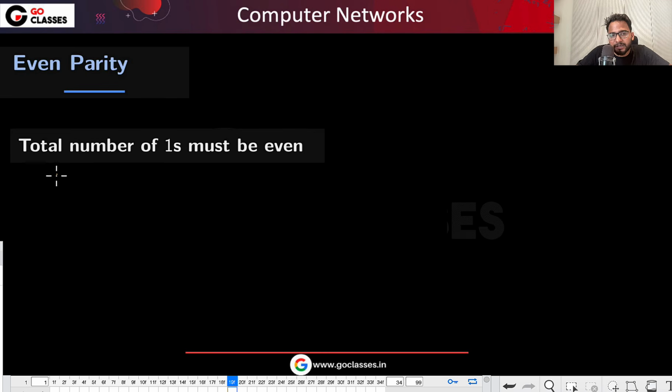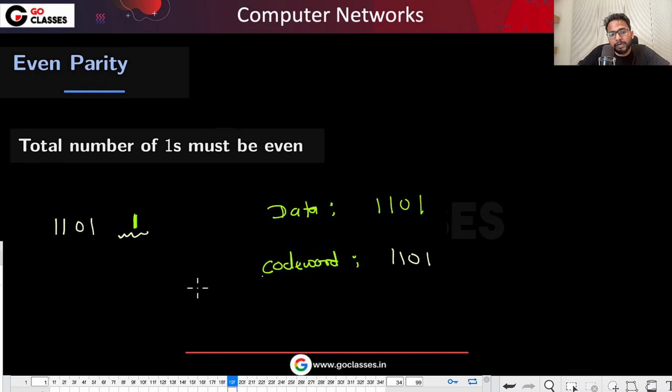If we are using even parity, then the total number of ones must be even. Take 1101. Even parity makes sure that whenever you are transmitting, the total number of ones must be even. Currently there are 1, 2, 3 ones, so you write one more one. So the data is 1101, and the code word, after appending, is 1101 and then one more bit, which is 1. Why are we appending 1? Because to make the number of ones even. This is even parity.